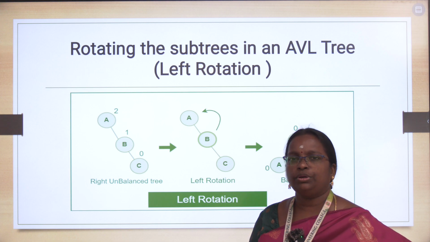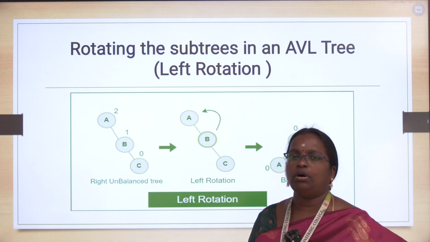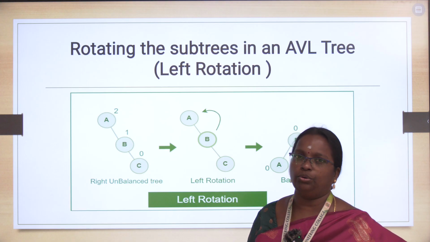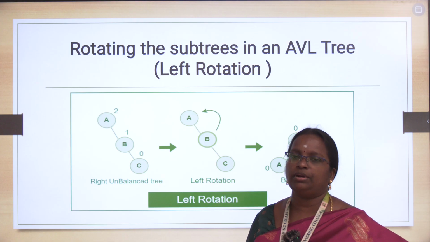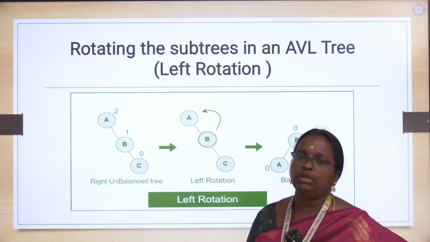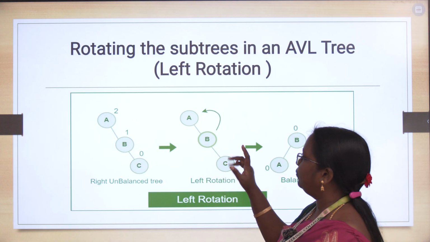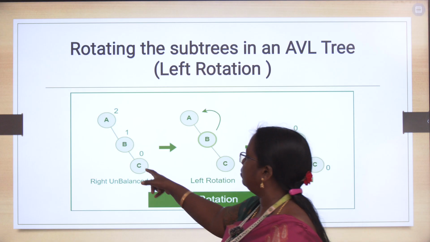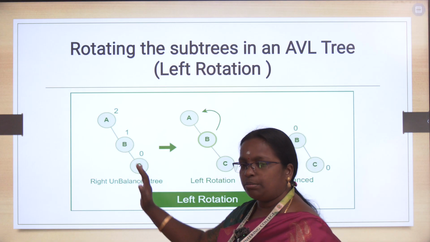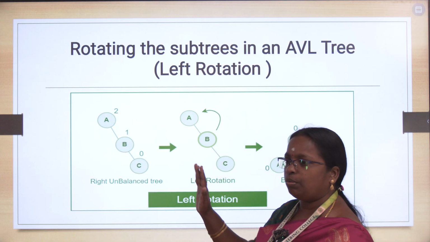And double rotation you can also do: left and right, or right and left. So all the combinations of left and right are possible for rotation of an AVL tree. The first example I have given is a left rotation. I have given the values A, B, C, coming in the order 0, 1, 2.